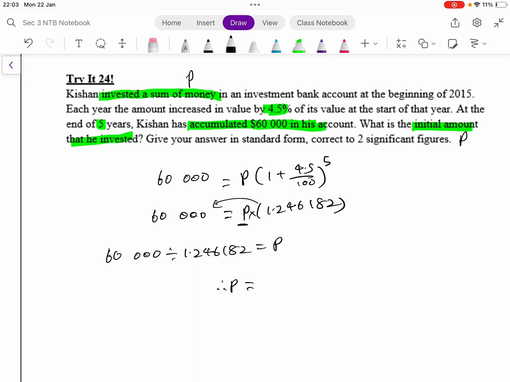60,000 divided by 1.246182. You get 48,147.060381. Correct to two significant figures. Two significant figures means the first two numbers, you round up or round down. So it's 48,000.